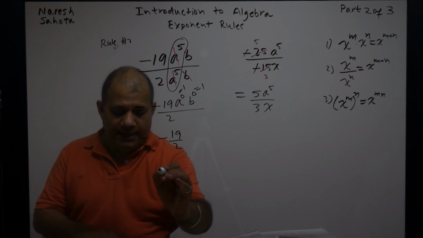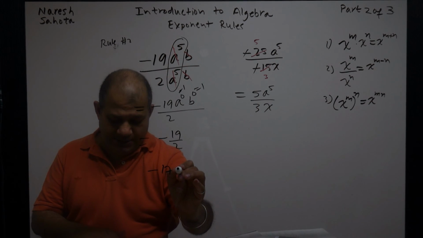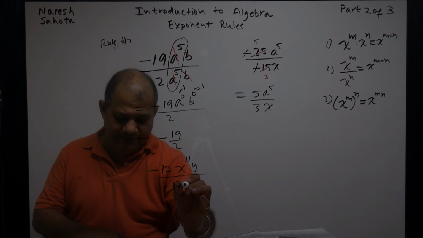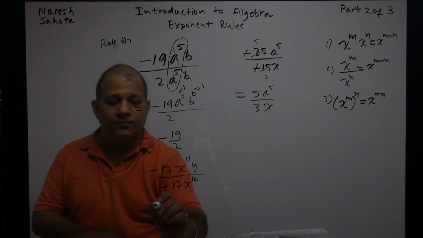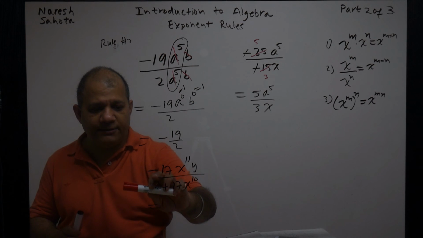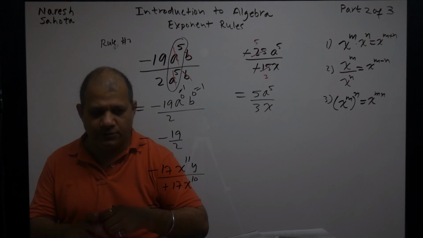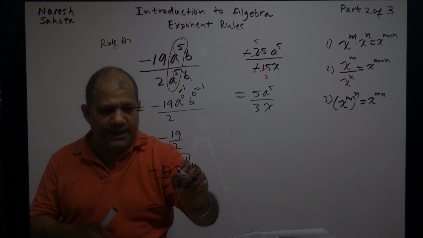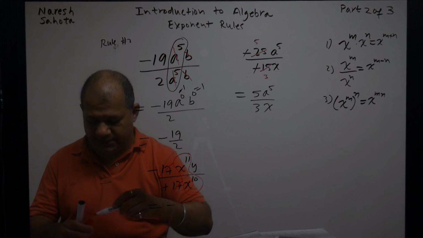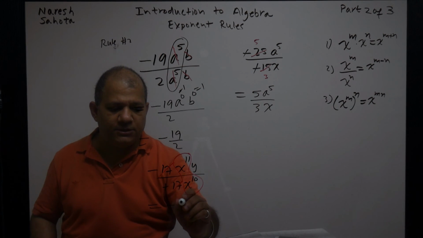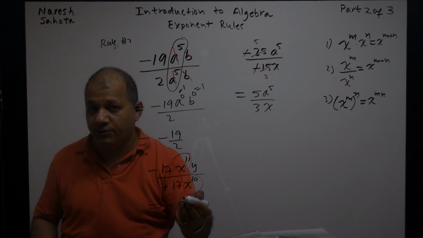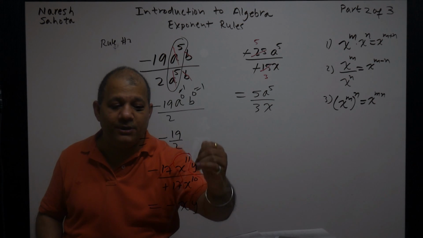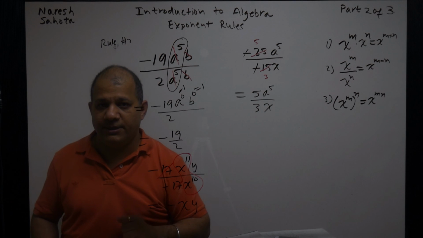Alright, so now let's look at another example. Negative 17x to the 11y over positive 17x to the 10. So here, negative divided by positive is going to be negative. And now 17 divided by 17, so they cancel. And now we have x to the 11 divided by x to the 10. So we have the same base. So this is going to be x to the 1. I don't need to write the 1, exponent of 1. And then y gets copied, because there isn't any other similar base in the numerator or the denominator, the same base as y.